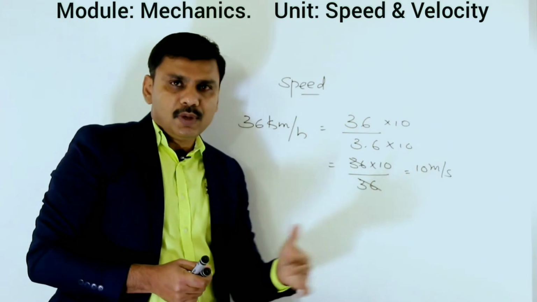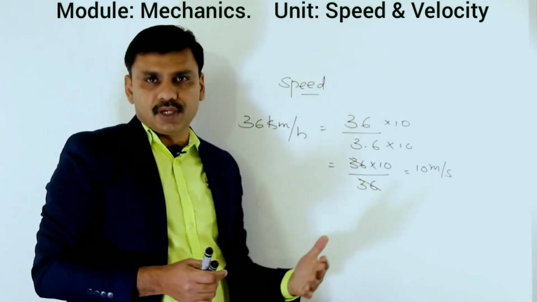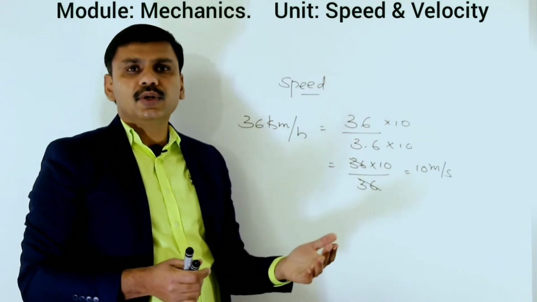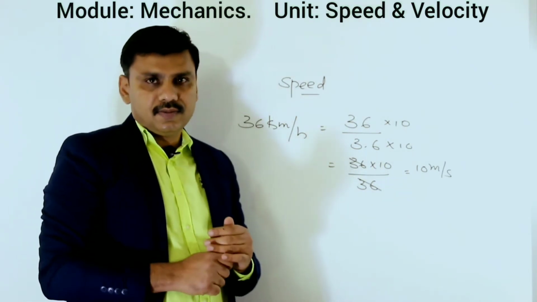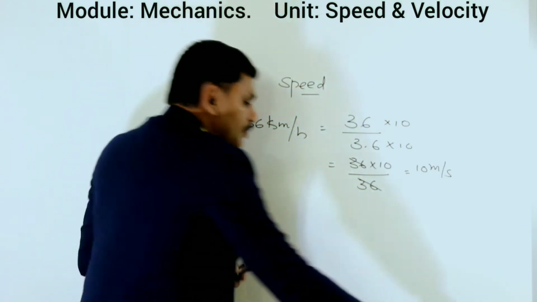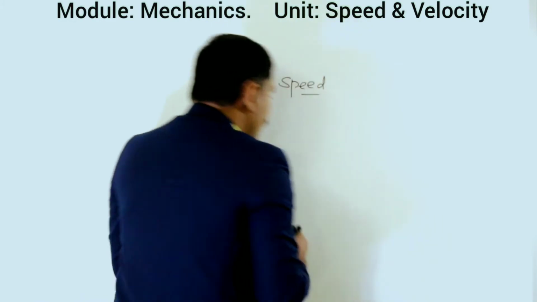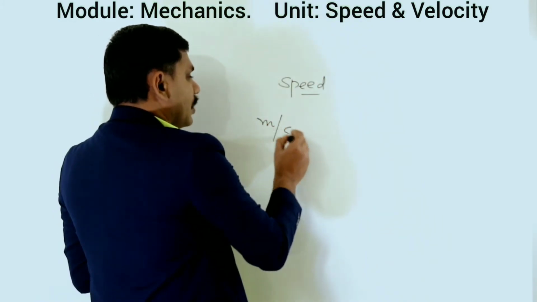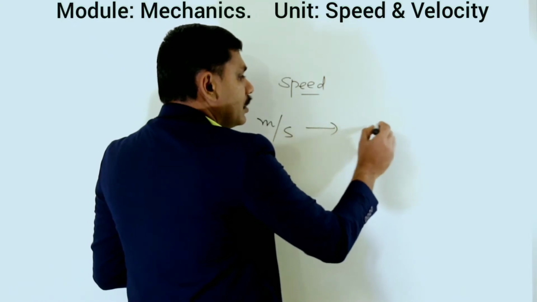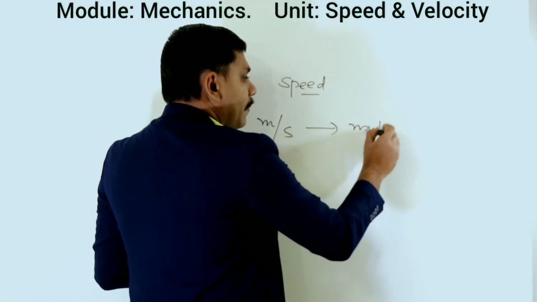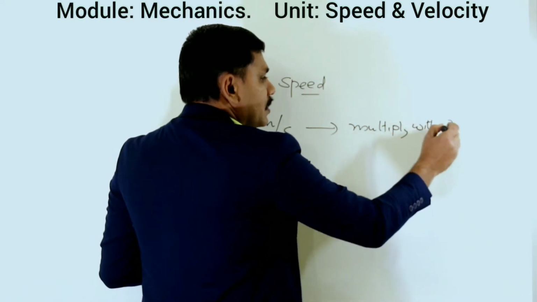In some numericals, the speed of the object is given in kilometer per hour. How will you convert into meter per second? Just divide by 3.6. If you want to convert meter per second to kilometer per hour, how will you convert? Multiply with 3.6, just the opposite.